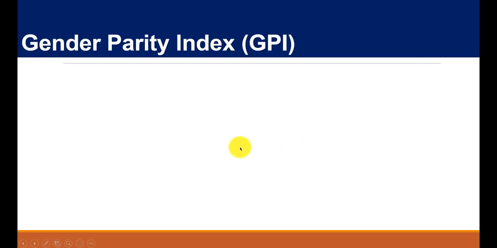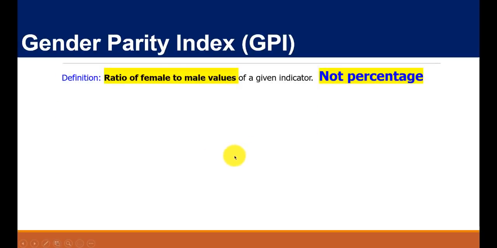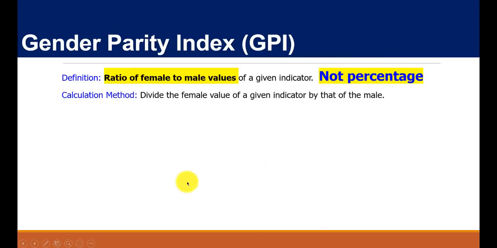GPI, dear participants, is defined as the ratio of female to male values. We're taking female first. Ladies first too. You are not doing any percentage here. How do you calculate it? Just divide the female value of a given indicator by that of the male.